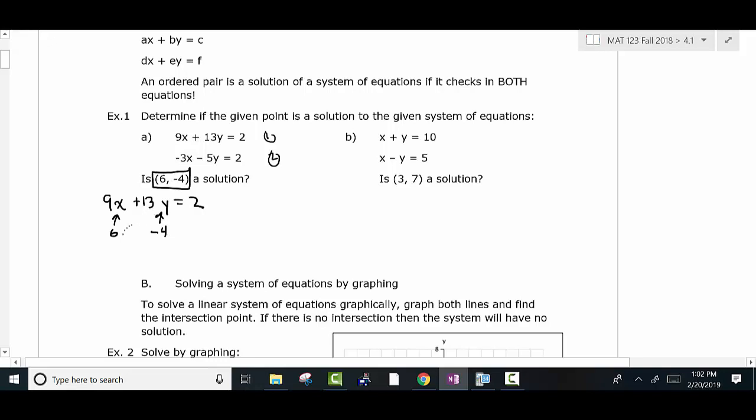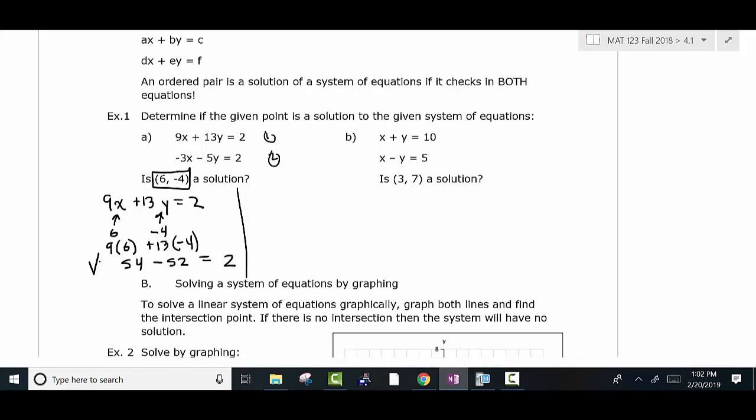It's easy arithmetic. So then you would have 9 times 6 plus 13 times -4. Work out the arithmetic and see if it's 2. Well, 9 times 6 is 54. 13 times -4 is -52. So that's equal to 2. That means that it checked in that equation. It has to check in both in order for it to be a solution to the system, so that's only half of the problem.